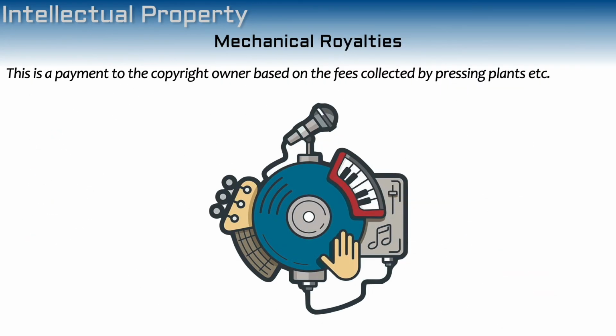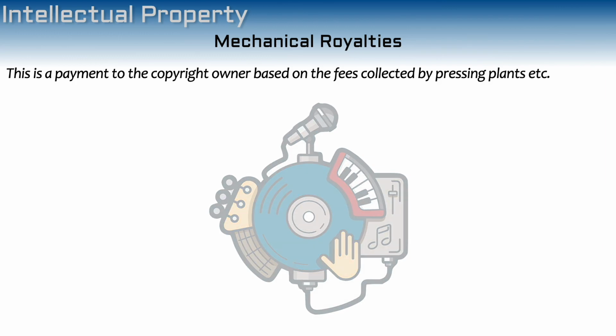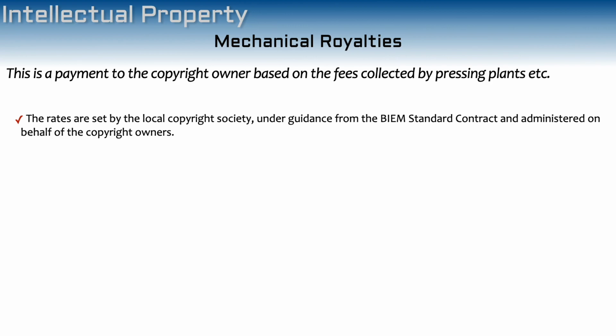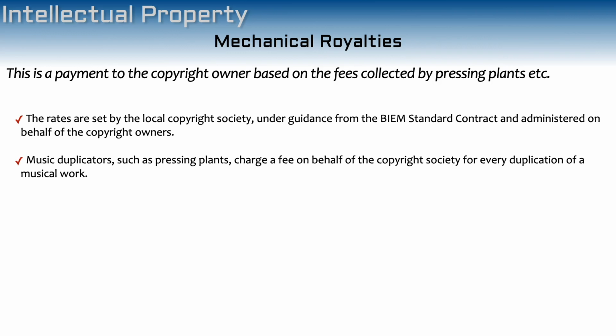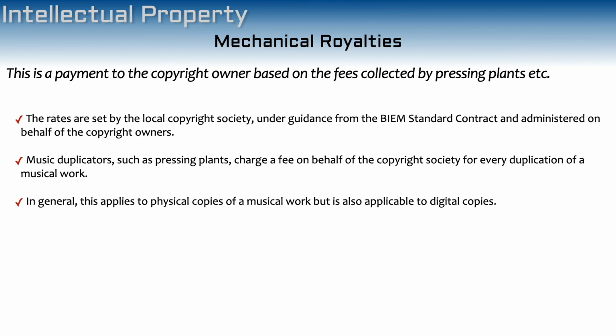Mechanical royalties are payments to the copyright owner based on fees collected by pressing plants. The rates are set by the local Copyright Society under guidance from the Beam Standard contract and administered on behalf of the copyright owners. Music duplicators, such as pressing plants, charge a fee on behalf of the Copyright Society for every duplication of a musical work. In general, this applies to physical copies of a musical work, but can also apply to digital copies.